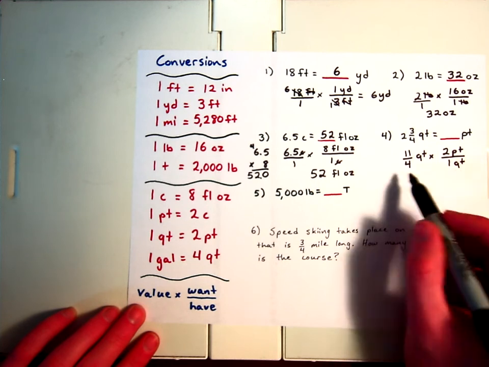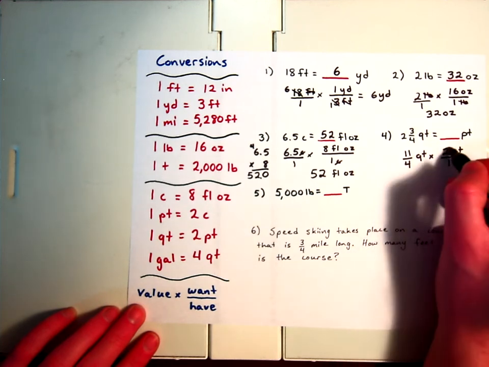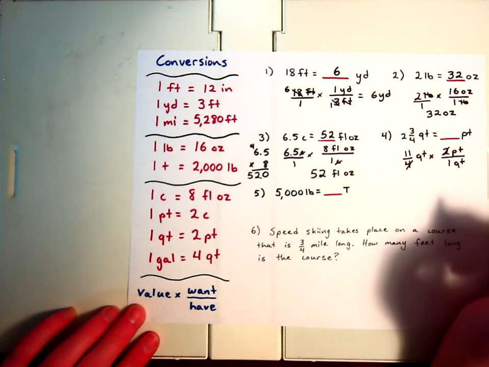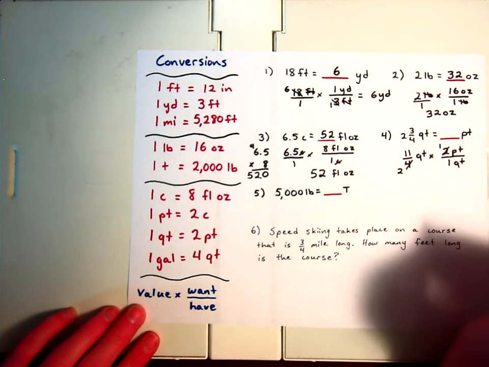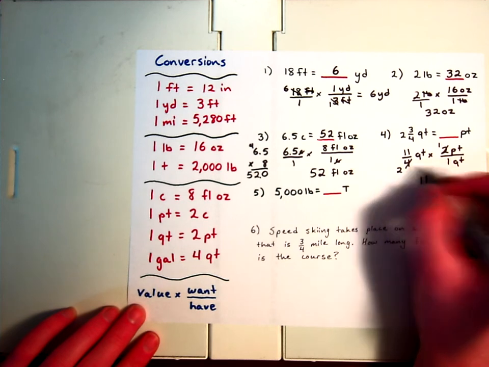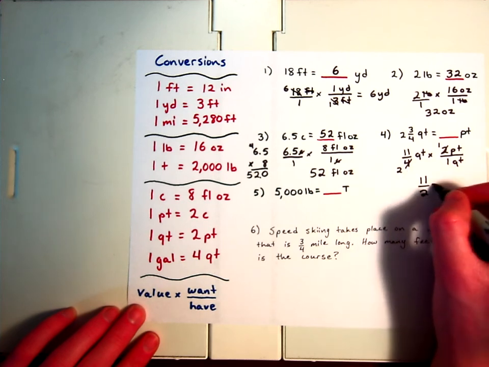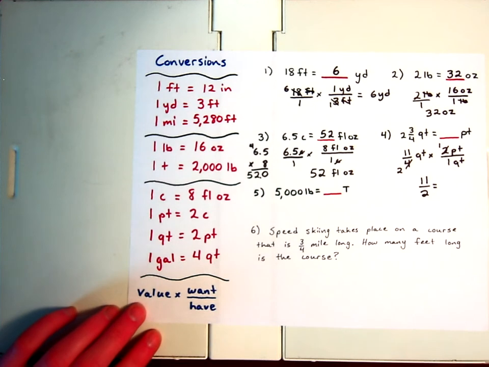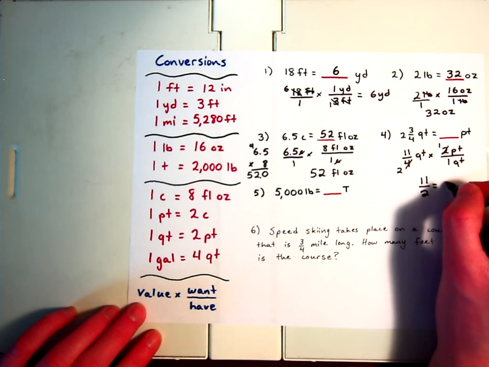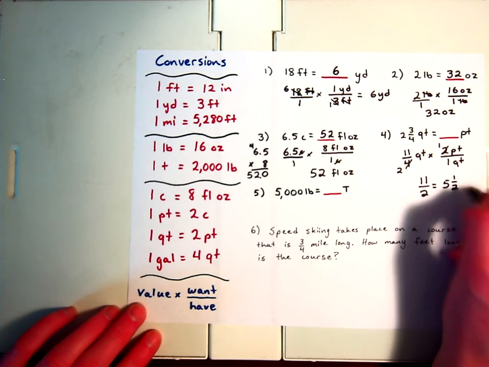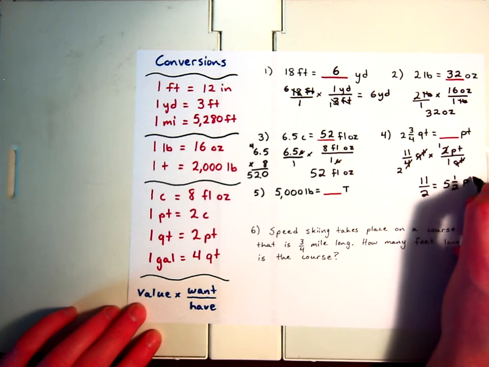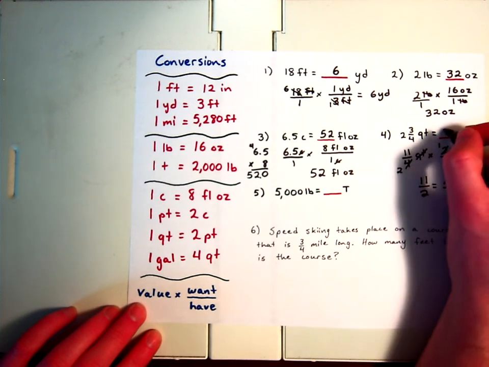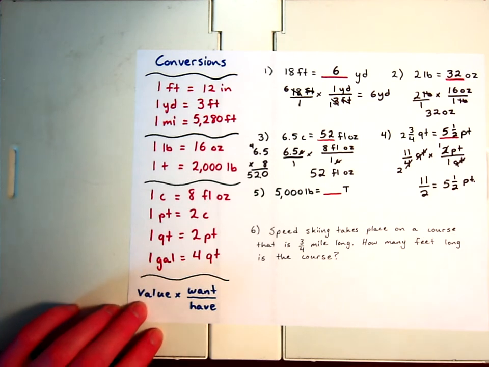Okay, from there I say, all right, can any of these cancel out? And looking across, 2 and 4 have a common factor, and that is 2. So that becomes 1, this becomes 2. 11 times 1 is 11. 2 times 1 is 2. And this time, we're going to get an improper fraction, so we need to turn that improper fraction into a mixed number. That mixed number is 5 1/2. And then we look, the quarts is canceled out. It becomes 5 1/2 pints. So I write that in my problem. 5 1/2 is my answer.